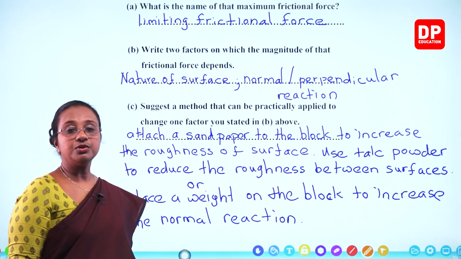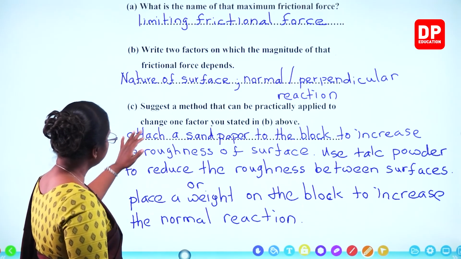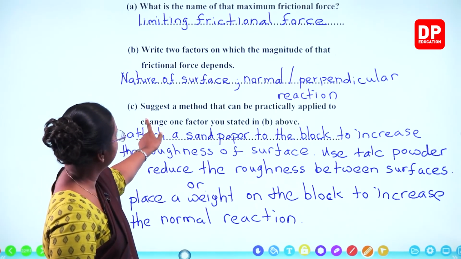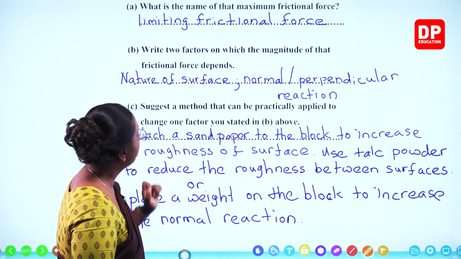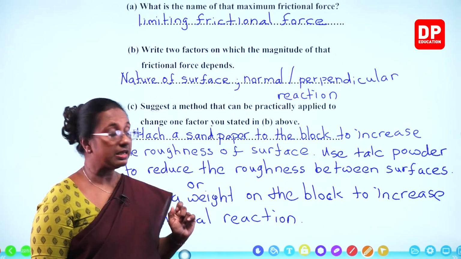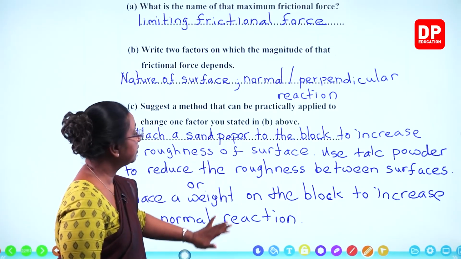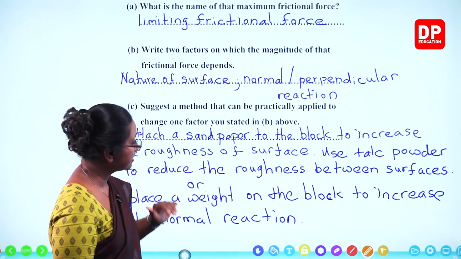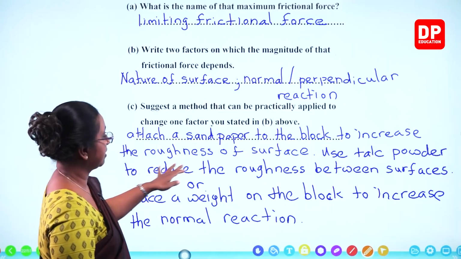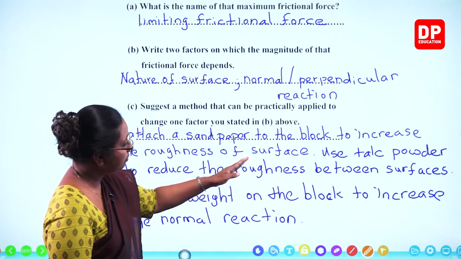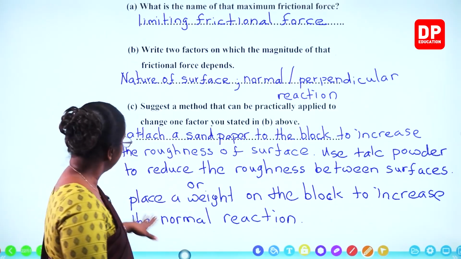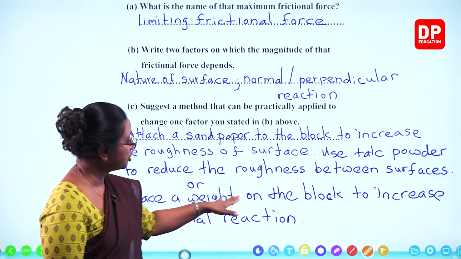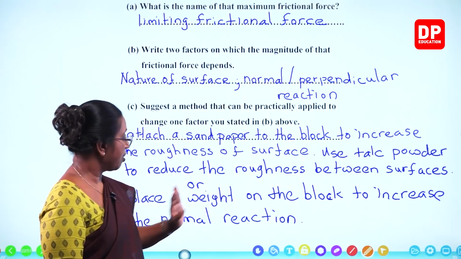So that also you can do, students. So you have to write only one method. They have asked to suggest a method that can be practically applied to change one factor you stated in B above. So you can write one of these. You can say attach a sandpaper to the block to increase the roughness of the surface, or use talc powder to reduce the roughness between the surfaces, or place a weight on the block to increase the normal reaction.